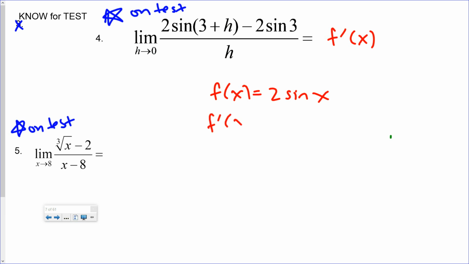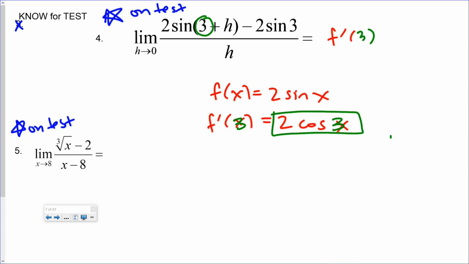The answer is you want the derivative of this. So the derivative of this is 2 cosine x. But that's not the answer either, okay? Because actually, this x here was not x. What did they replace the x with? Do you see it? 3. Yeah, it's 3. It used to be an x, but they replaced it with a 3. So this x here is actually a 3. So after you find the function, after you take the derivative of the function, everywhere there's an x, put in a 3, and that should have been your final answer.